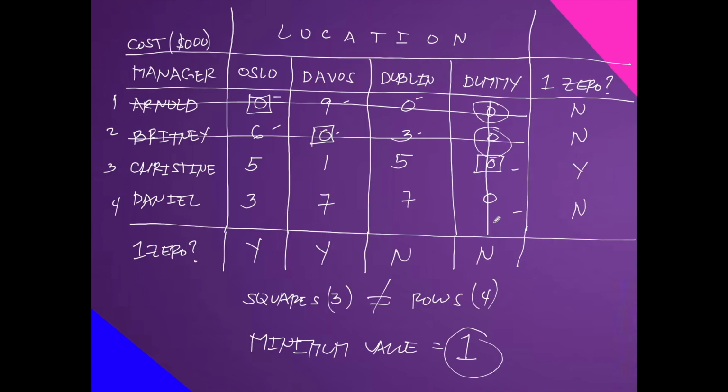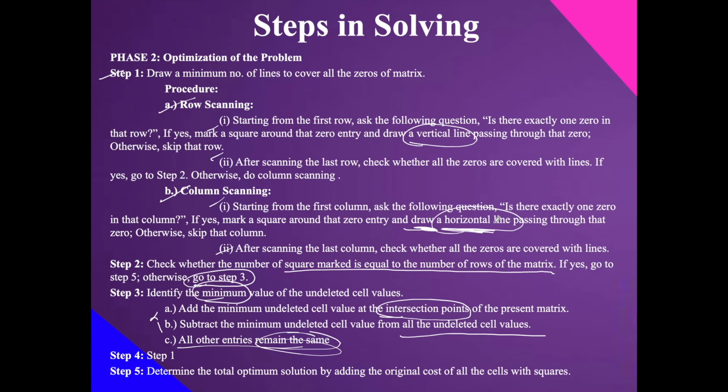Now, balikan natin. Nasaan na tayo? Tapos na tayo sa step 3, no? Nagawa na natin ito. Okay na itong step 2. Tapos yung step 3, okay na rin ito. Step number 4 is same with the step 1. So, meaning, ulitin daw natin yung step 1. Again, sabi sa step 1, draw a minimum number of lines to cover all the zeros of matrix. Row scanning, tapos column scanning. I hope naalala nyo pa.